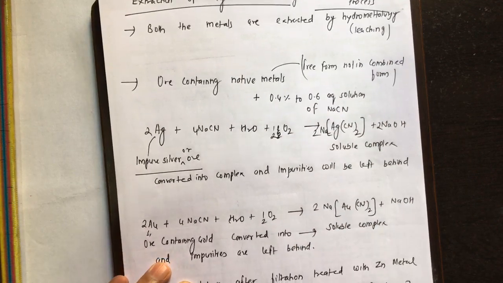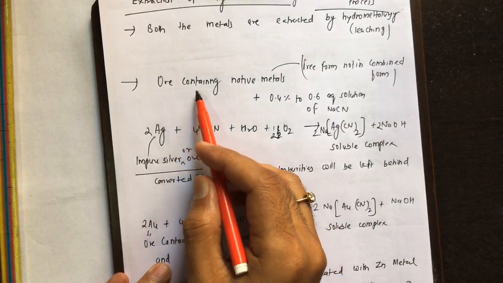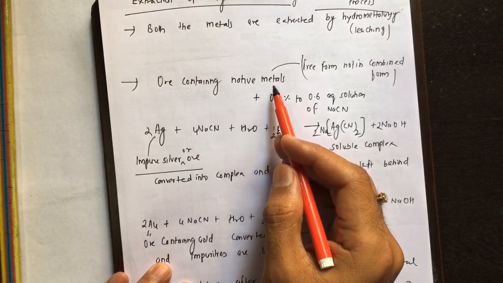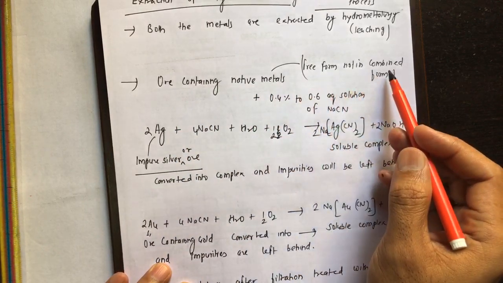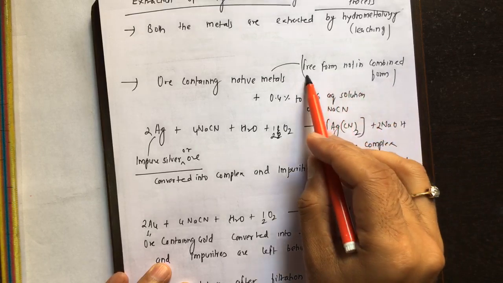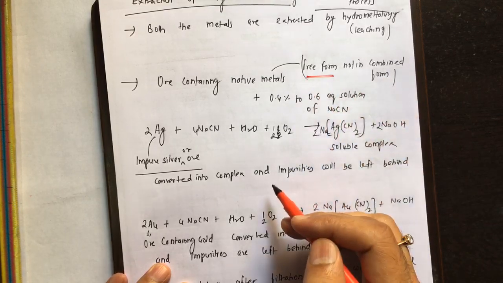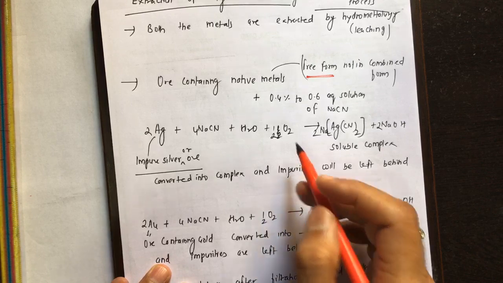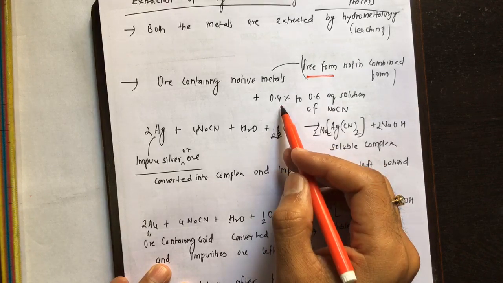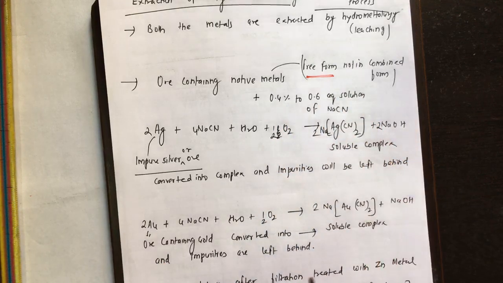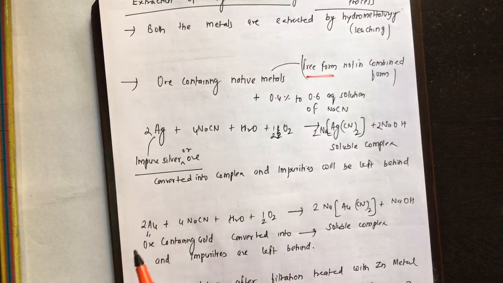And what we do is we get the ore containing native metals. Native metals means free form. It is available in free form, not in the combined form. And what we add in this, 0.4% to 0.6% aqueous solution of sodium cyanide is added. Where? In the ore, because that ore is not pure, it has impurities also. So we are adding 0.4% to 0.6% aqueous solution of sodium cyanide.